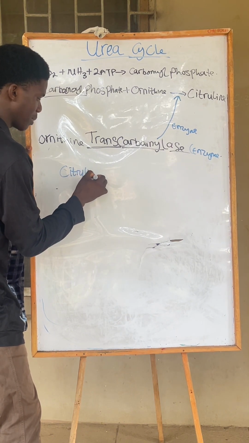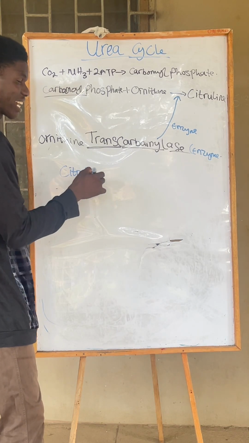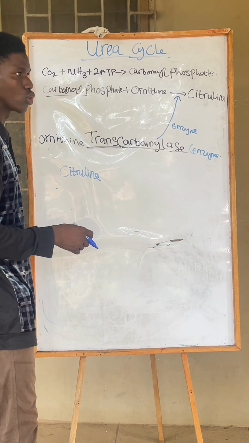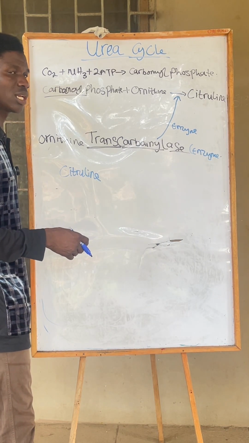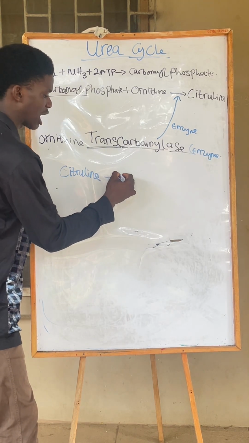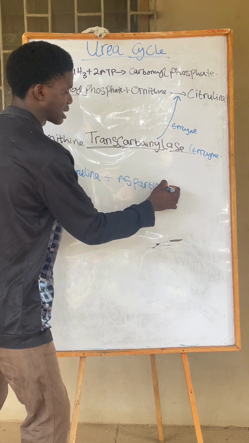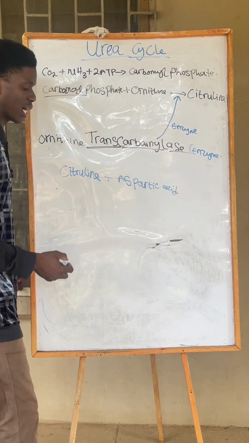Don't forget, you remember the structure of your ornithine. So when you add carbamyl phosphate to your ornithine, all the carbamyl parts only, rather, you get what? Citrulline. Okay, now the next thing is for citrulline to react with your aspartate, or you say your aspartic acid. Okay, so it will now react with it.